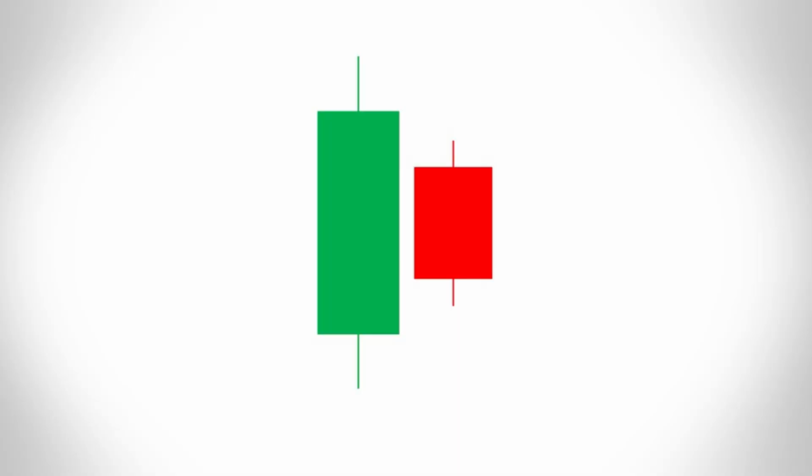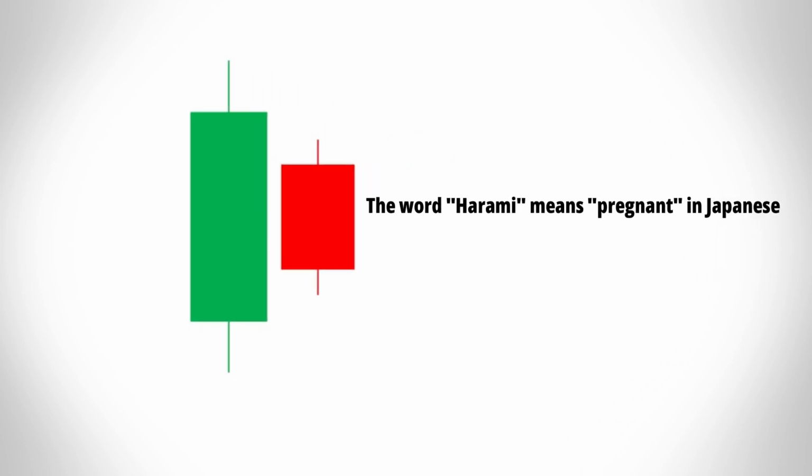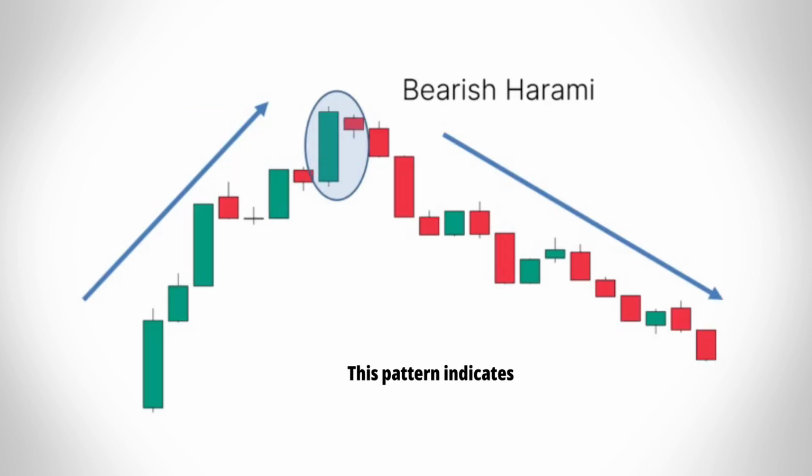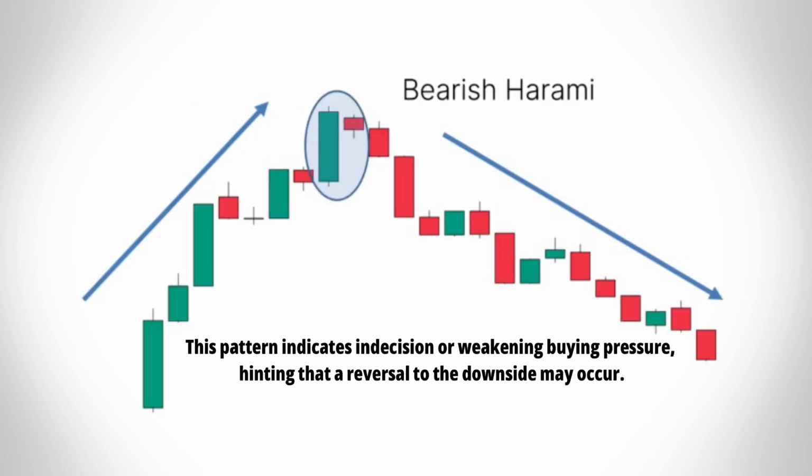The next bearish candlestick pattern on our list is the Bearish Harami Candlestick pattern. The Bearish Harami is a 2 candlestick pattern that signals a potential reversal from an uptrend to a downtrend. The word harami means pregnant in Japanese, describing how the 2nd candle fits entirely within the body of the first, resembling a small baby inside a larger mother candle. This pattern indicates indecision or weakened buying pressure, hinting that a reversal to the downside may occur.